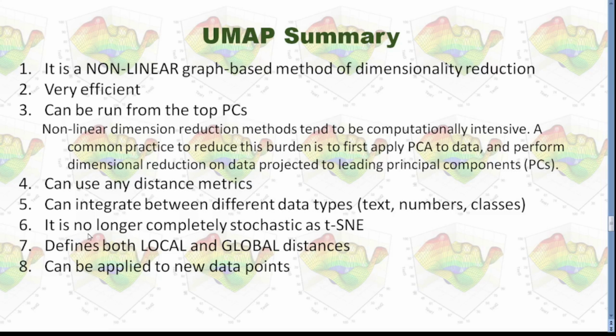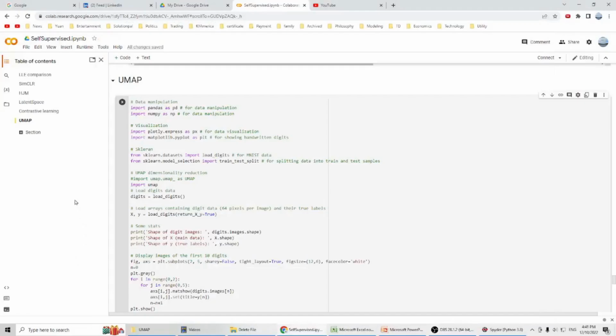UMAP is no longer completely stochastic like t-SNE. UMAP defines both local and global distances, and it can be applied to new data points. Now, I'm in Google Colab. This is the model we are going to use to perform dimensionality reduction with UMAP. I will upload this source code to my GitHub so you can download it and try it by yourself.